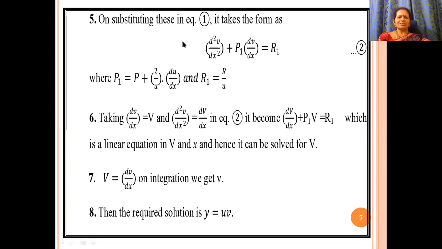On substituting these equations in equation 1, it takes this form. After that, taking dv by dx is equal to V, and d square v by dx square is equal to dV by dx, in equation 2 we will get this equation, which is a linear equation in V and x, and it can be solved for V. So finally V is equal to dv by dx, and integrating we will get v. Then the required solution is y is equal to uv.